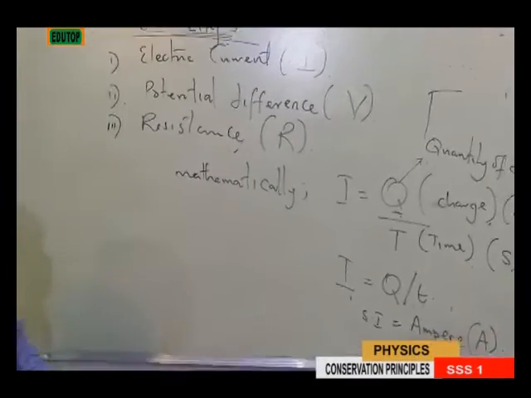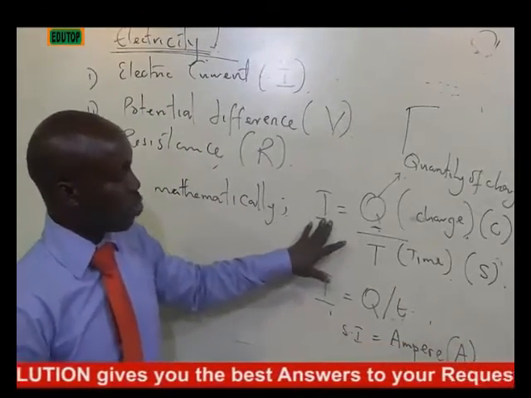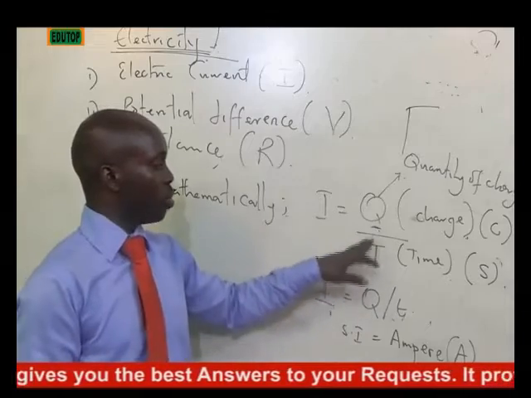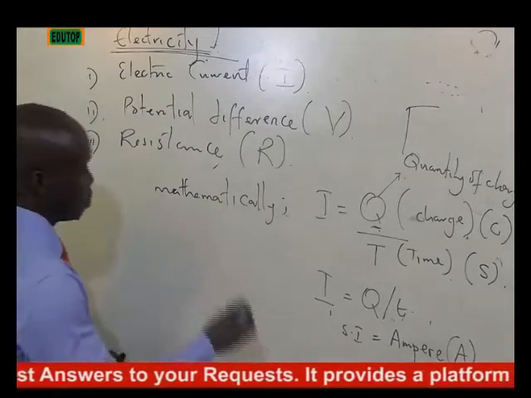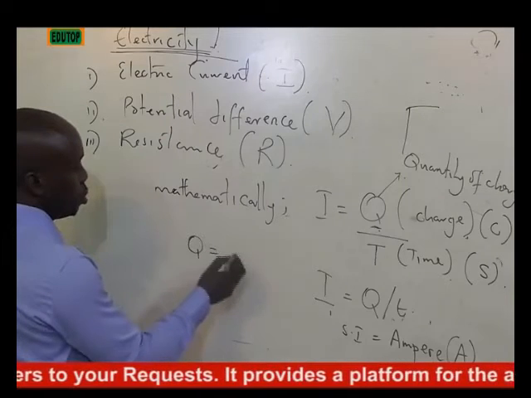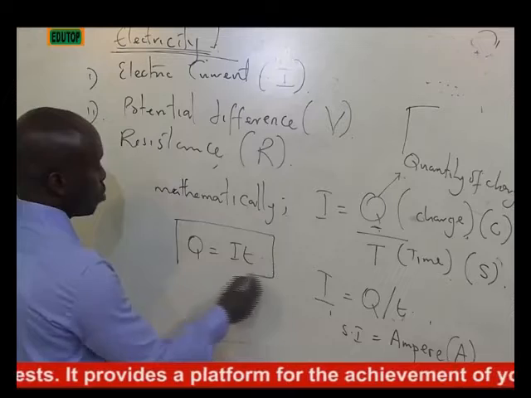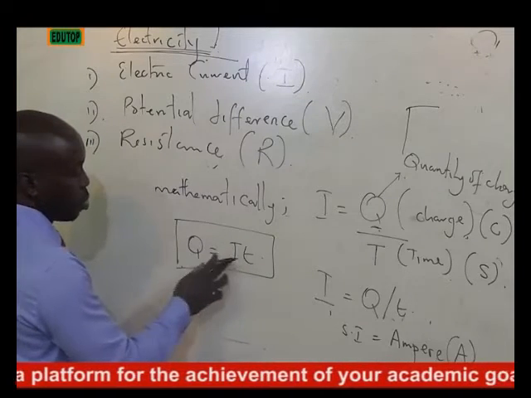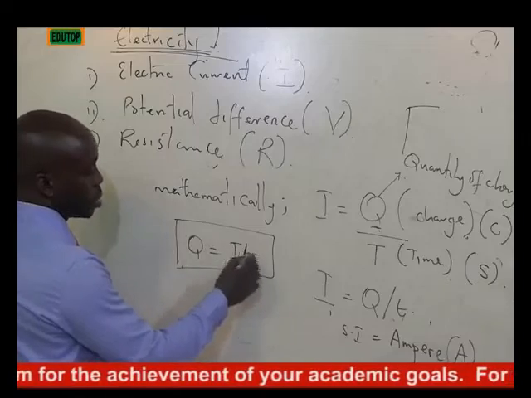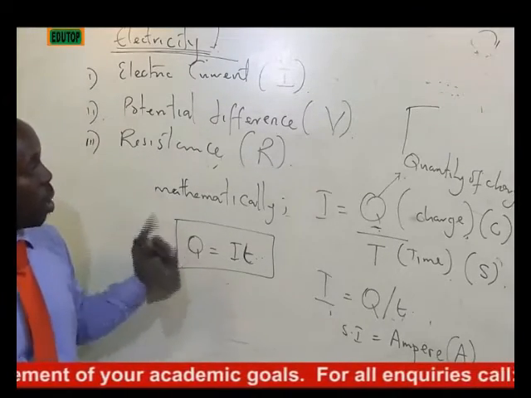So these are the mathematical definition of the electrical current: charge over time. So you can now restructure your formula as well. Q equals I T. This is the general formula of quantity of charge equating to current and your time. So that is number one definition.